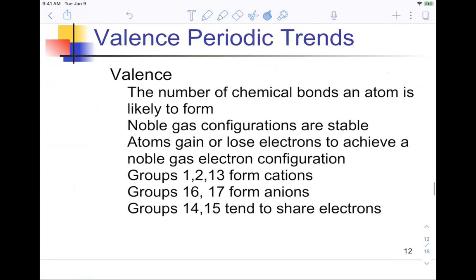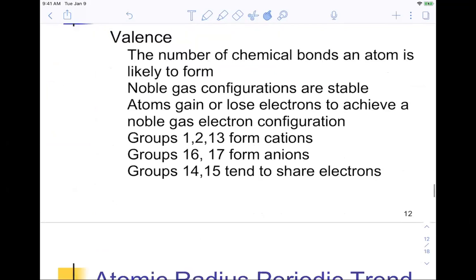I think valence is pretty easy to understand. The valence trends across the periodic table. It's really about getting a noble gas configuration. You always want to get 8, whether you're losing electrons to get an inner shell of 8 or gaining electrons to get an outer shell of 8.